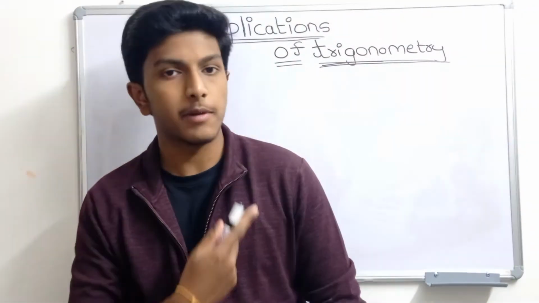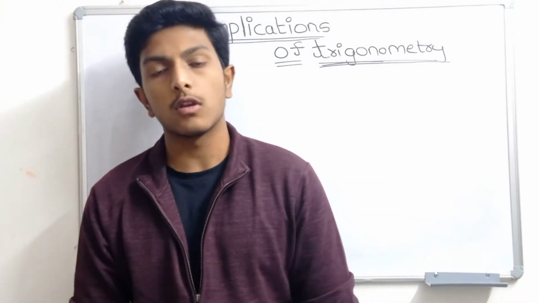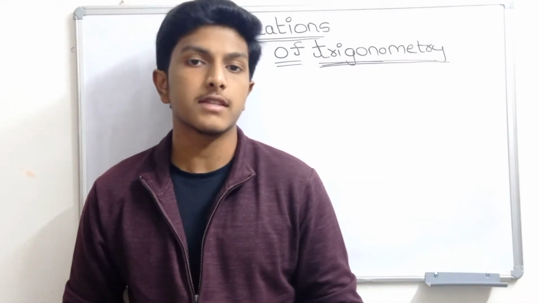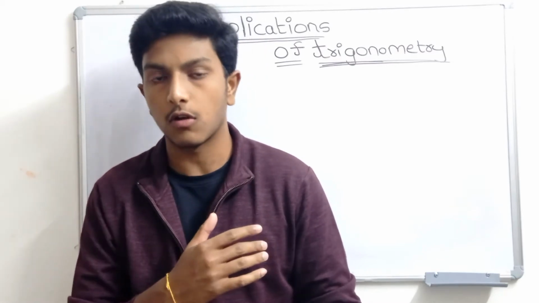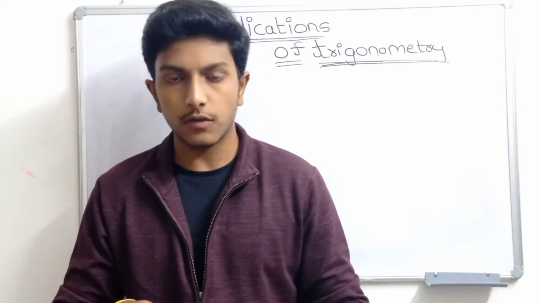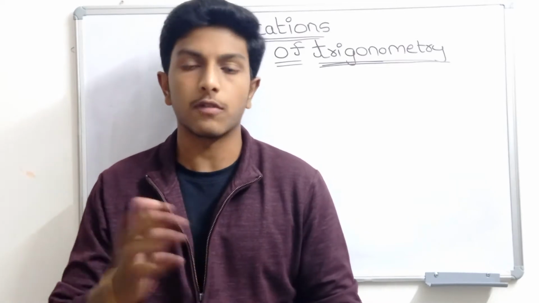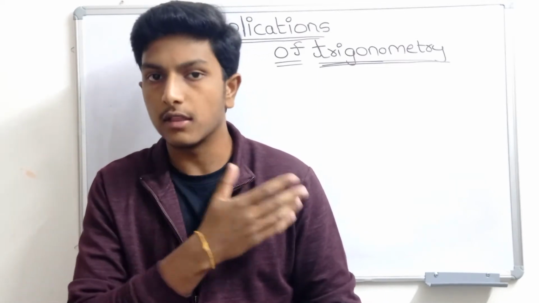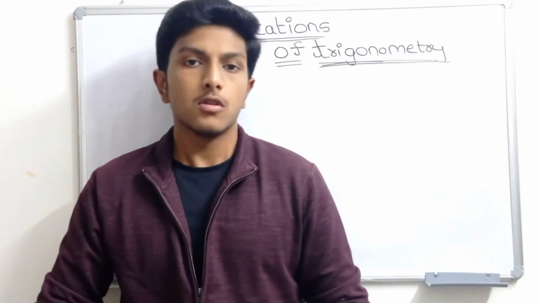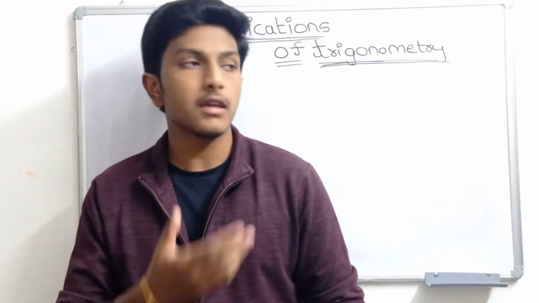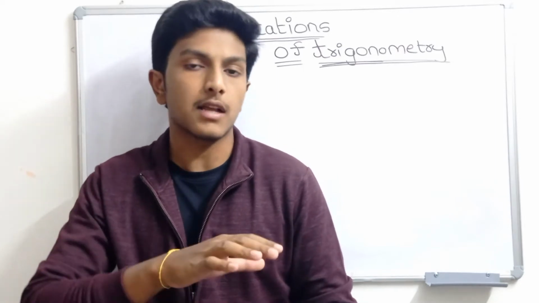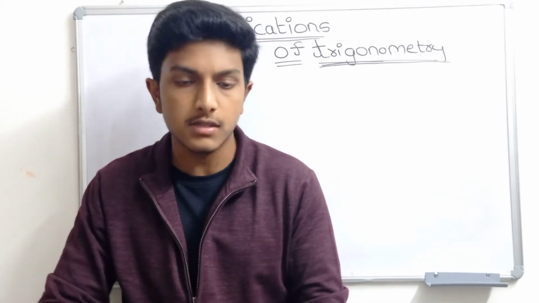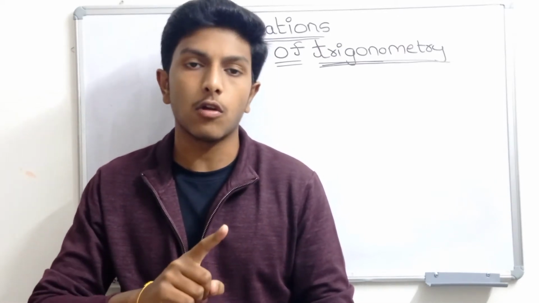Today's topic: applications of trigonometry. Today's lecture is completely on the synopsis of applications of trigonometry. This is an interlinked chapter of the trigonometry we learned in the previous lectures. Here we deal with heights and distances, but it is completely linked with trigonometric formulas, trigonometric identities and the trigonometric table.